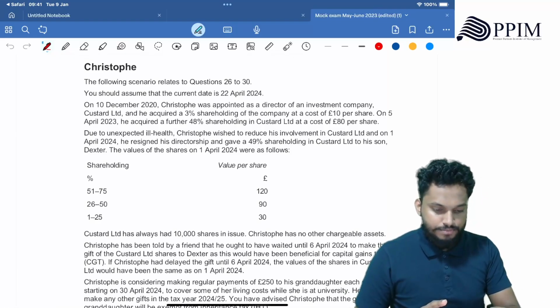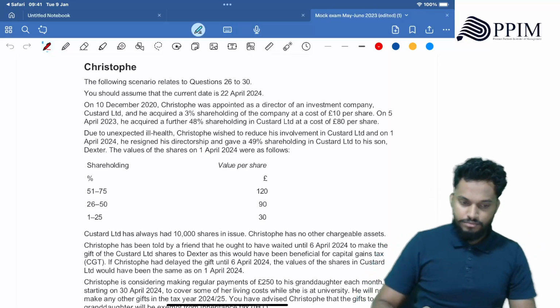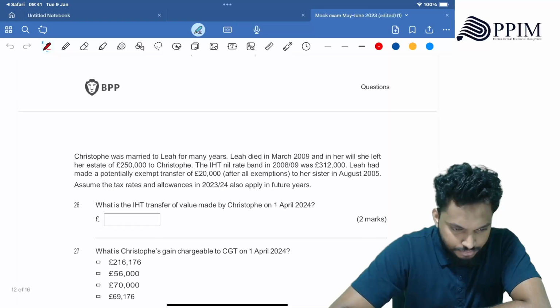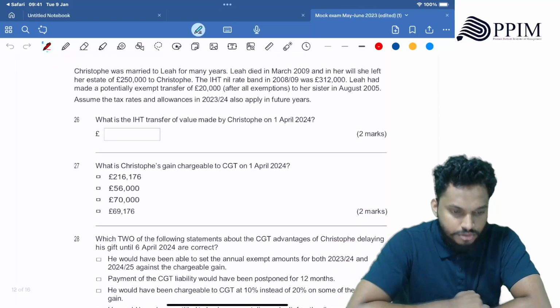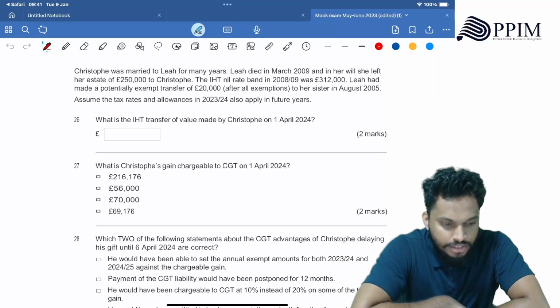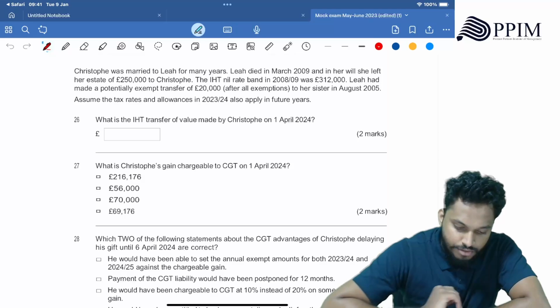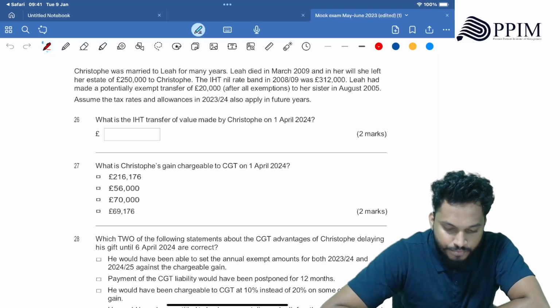What was the question? So in this question, it's also an IHT, inheritance tax related question. What is the IHT transfer value made by Christopher on 1st of April 2024? Okay, so you need to calculate how much you have transferred on that day.